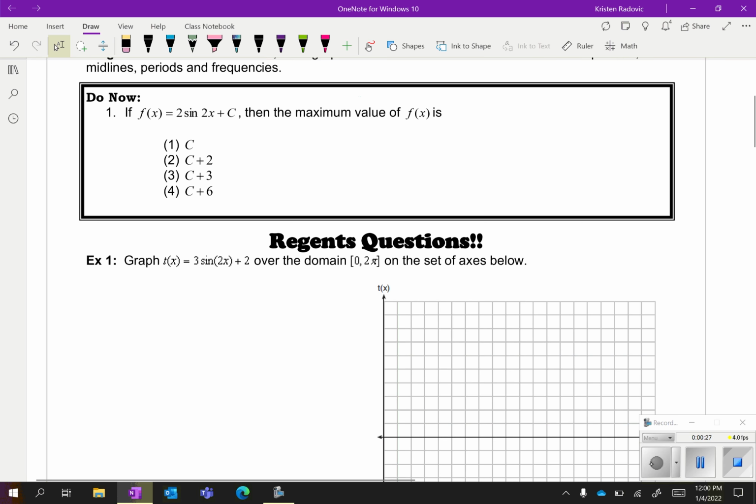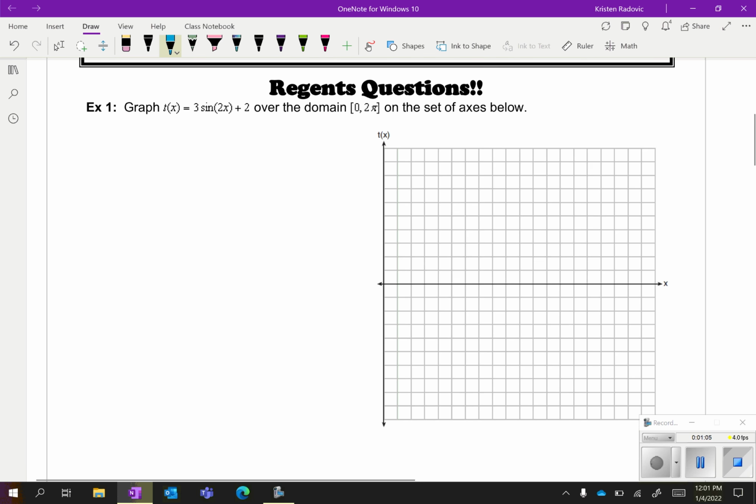If f of x is equal to 2 sine of 2x plus c, then the maximum value of f of x is what? Now, the maximum is found by taking your midline plus your amplitude. So identify the midline, identify the amplitude. Our midline is y equals c, and our amplitude is 2. So your maximum is c plus 2. I'm not even sure how you would get any other answer choice.